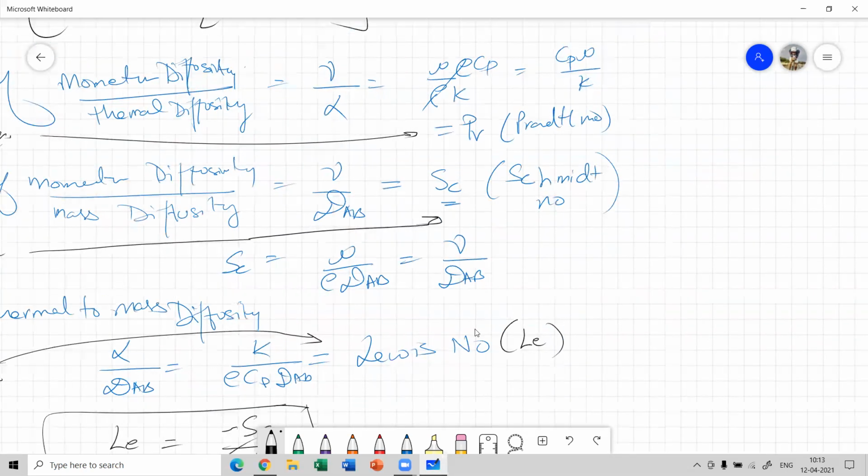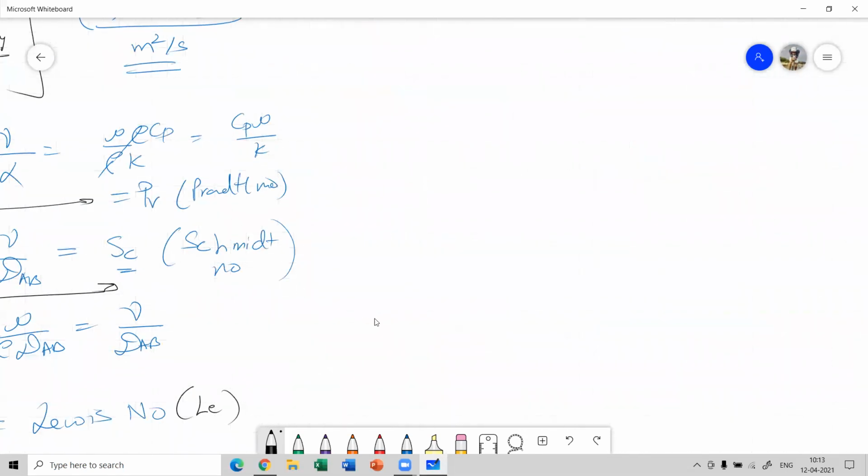Now for gases, remember this. For gases, Prandtl number is Cp mu by K. So for gases, Cp is normally in the range of 10 raised to power 3. Viscosity is normally in the range of 10 raised to power minus 5. And thermal conductivity is normally in the range of 10 raised to power minus 2. So if you take this ratio, it will come out to be 1. So for gases, Prandtl number is normally in the range of 1.